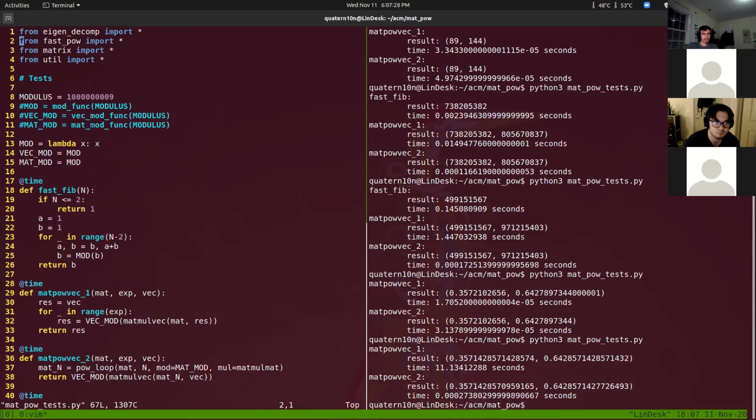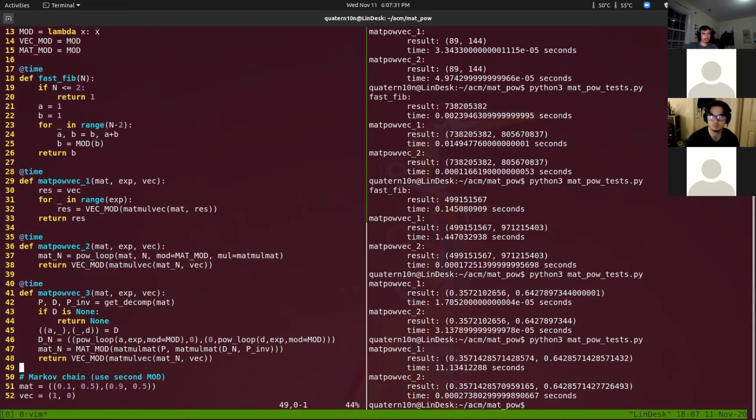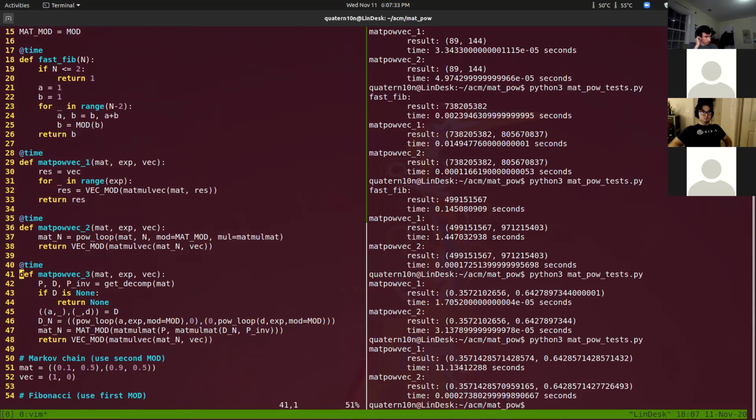So if I open the POW tests now, I have a third function here. What this does is I take the matrix and get the decomposition of the matrix. Sometimes the decomposition doesn't work. Sometimes this just literally is not possible for certain matrices. Then I get the 2 entries in the diagonal matrix, and I exponentiate them individually and create that matrix.